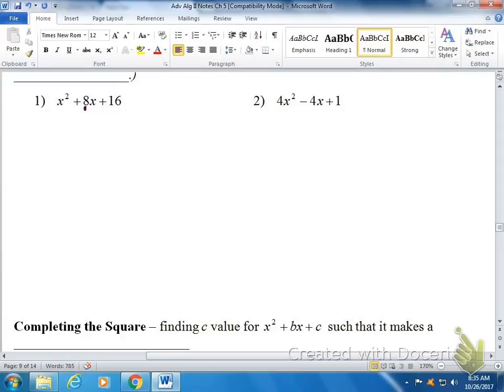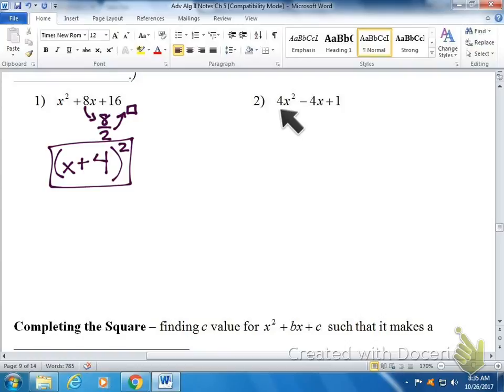Let's make sure that it's a perfect square. So if you took 8 divided by 2 and then squared it, would you get 16? And we would. So this is going to be x plus whatever that quantity of 8 over 2 is, which is 4, squared. So there's the perfect squared binomial.